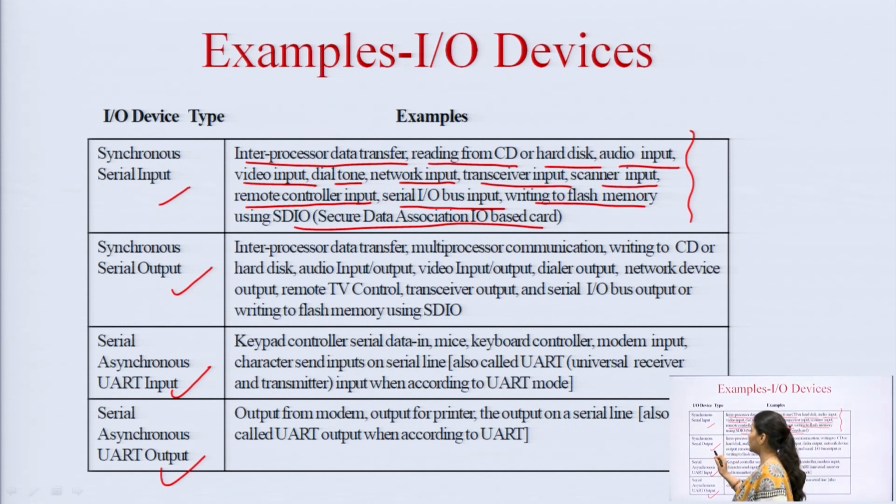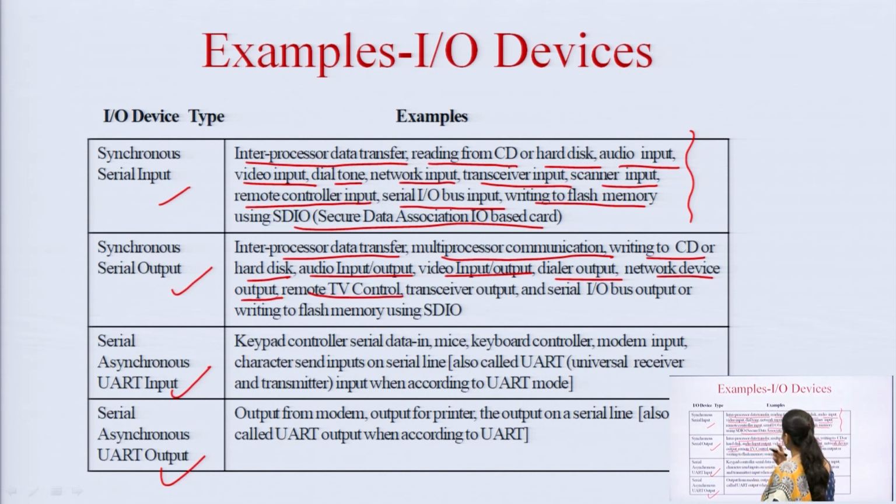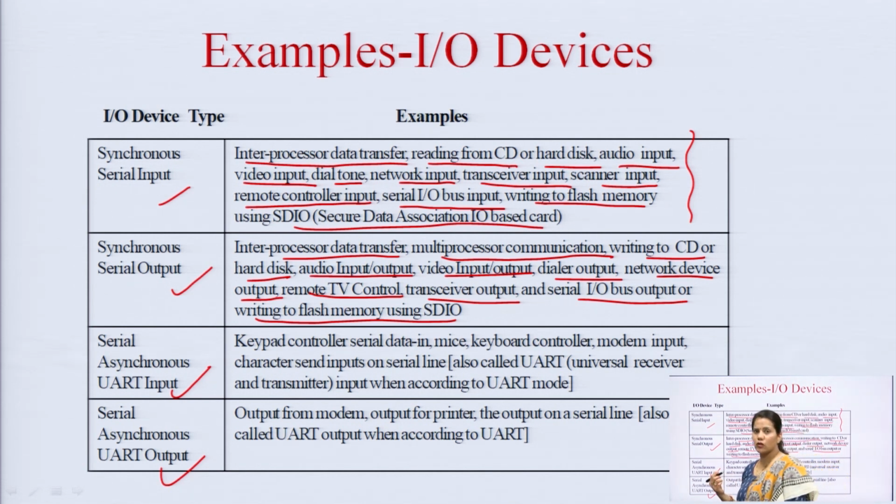Now, synchronous serial output. Again, inter-process data transfer, multiprocessor communication, writing to the CD or hard disk. This is the output process, not the input process. Audio input or output, video output, dialer output, network device output, remote TV control, yes, this is also the output, not the input. Now, transceiver output, serial input output bus output, or writing to the flash memory using SDIO. So, this is again the serial output. These are synchronous serial output examples.